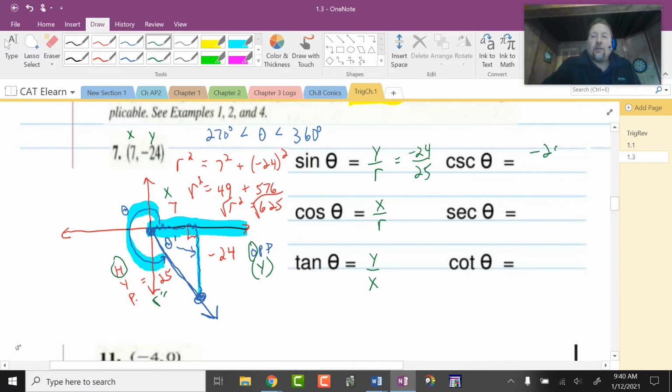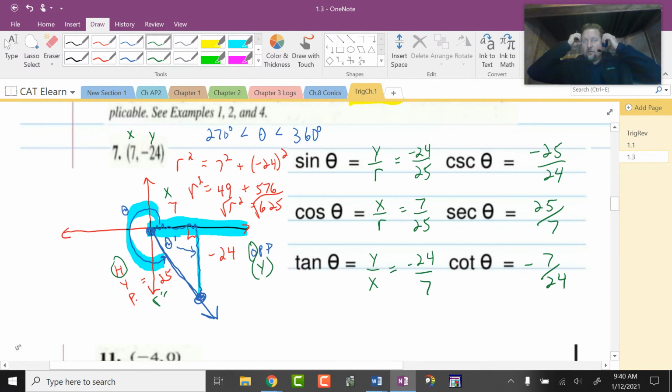Cosecant is just the flip of it. And I don't care where you put the negative. It should just be floating out top. Cosine is 7 over 25. So secant is 25 over 7. Once you get the original, the ones that are related to them are very easy. Tangent is y over x, flip for cotangent. And that's all she wrote. That's what this is all about. This is what you're going to be doing.